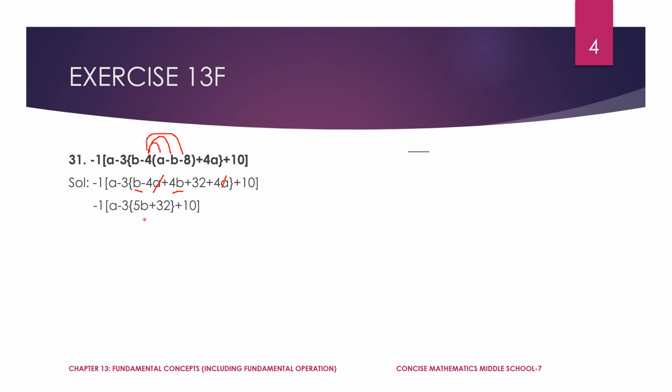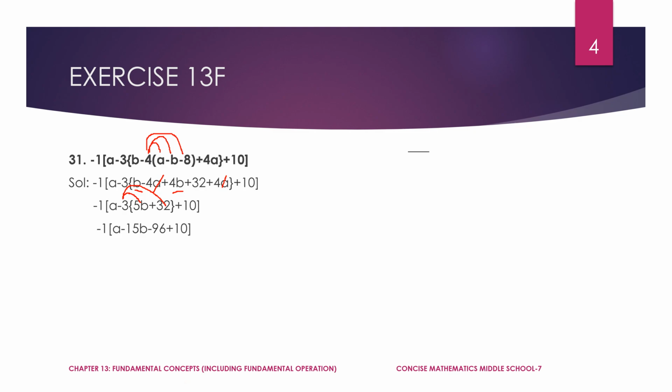Right? Now in this flower braces, you don't have any arithmetic operation to perform because one is 5b and another is constant. So minus 3 should be multiplied with first term and minus 3 should be multiplied with second term. So minus 1 into a, minus into plus minus, 5 3 is a 15b, minus into plus is minus, 32 into 3 is 96 plus 10, right?